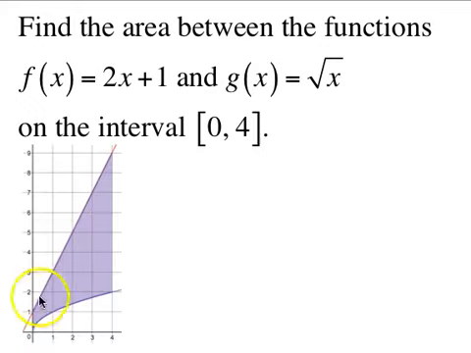So we can see these two functions. 2x plus 1 is the linear function, the one that's on top. g of x equals the square root of x is the one that's on the bottom. We're interested in the interval from 0 to 4.